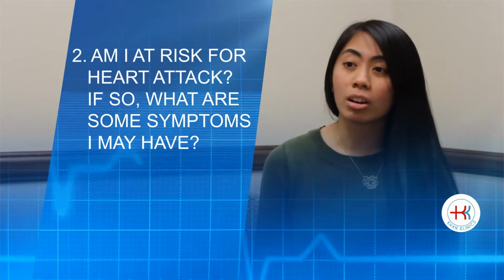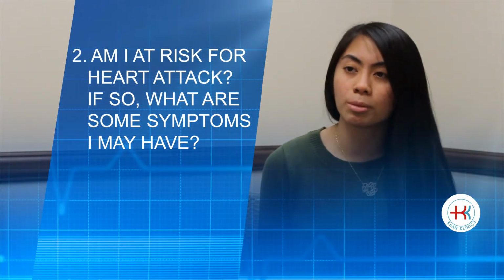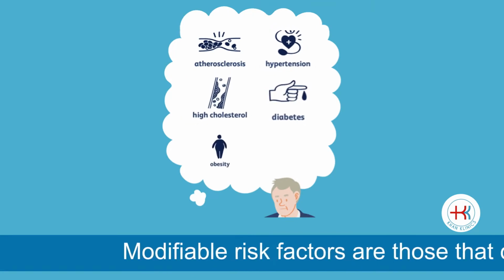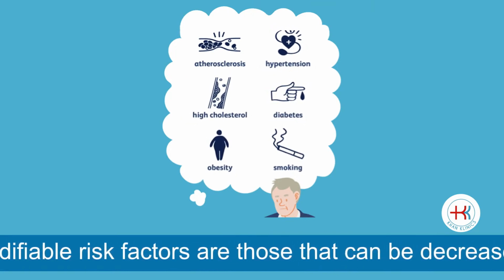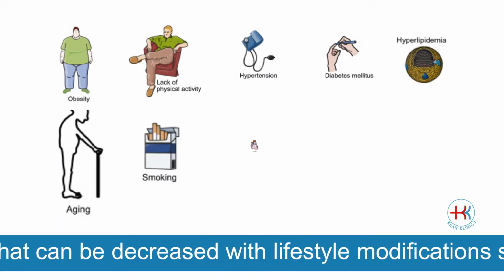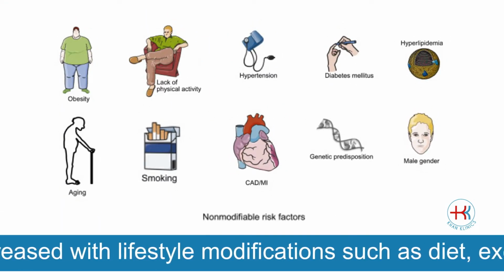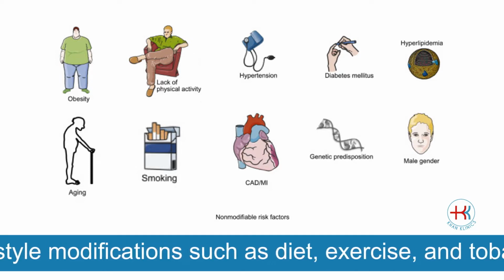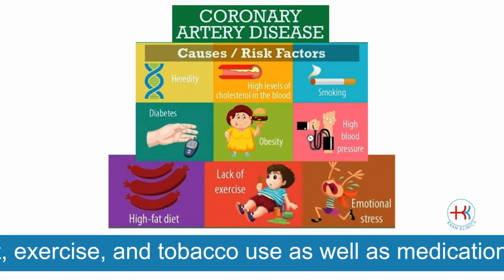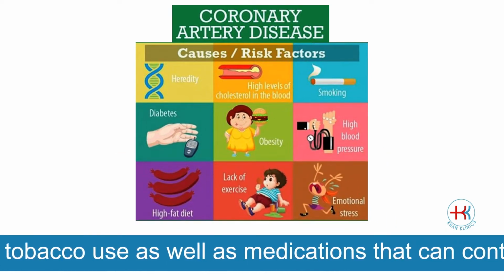Am I at risk for a heart attack? If so, what are some symptoms I may have? Modifiable risk factors for coronary artery disease include smoking, diabetes, being overweight or obese, a diet high in cholesterol, hypertension or high blood pressure. Some other risk factors that we can't control are gender and age, as well as a family history.